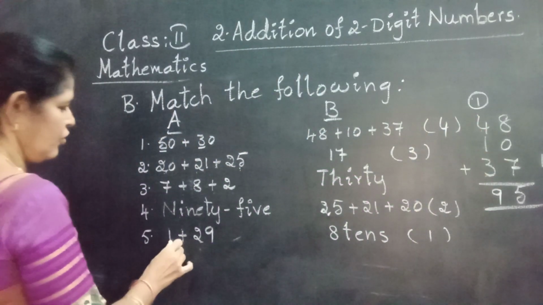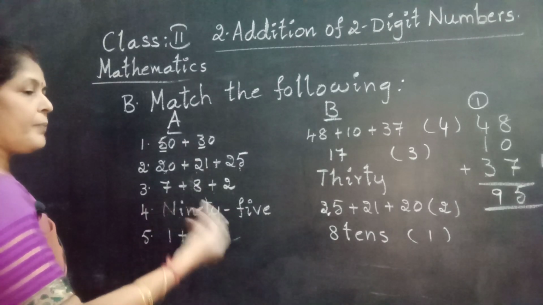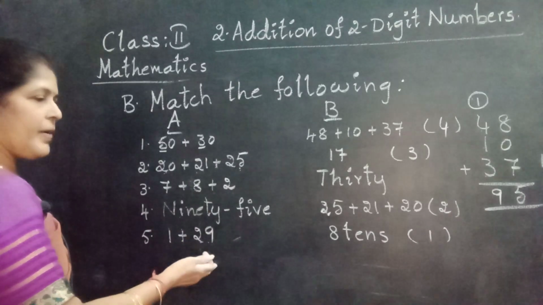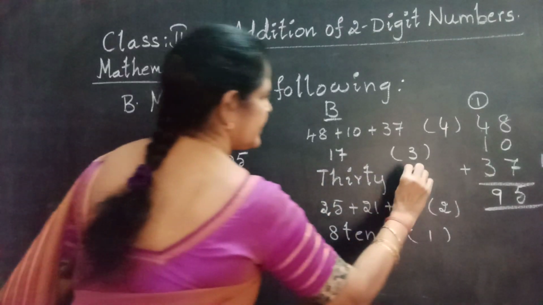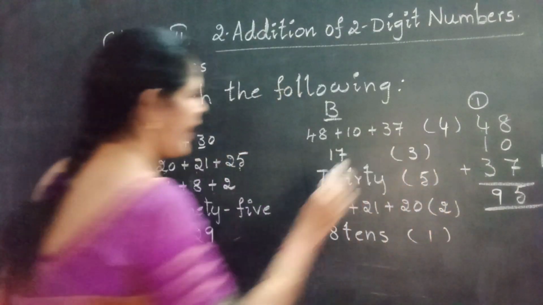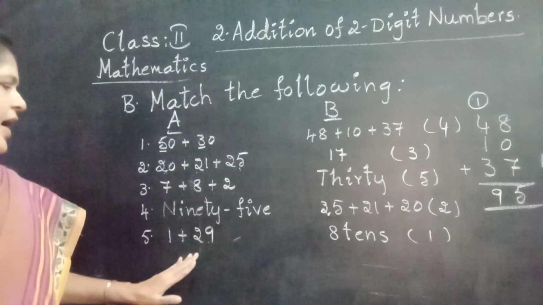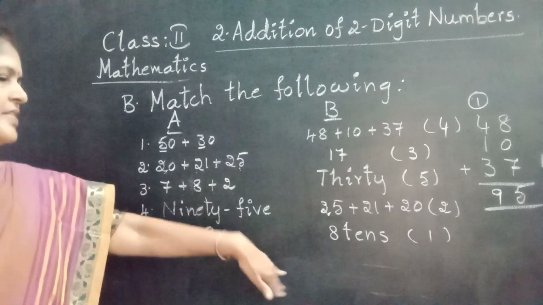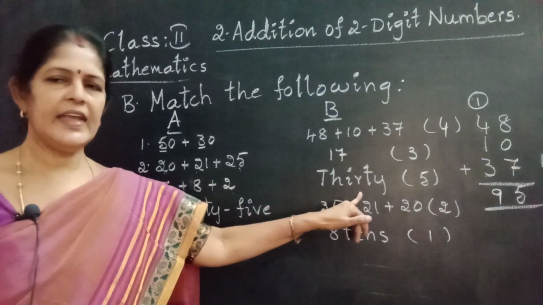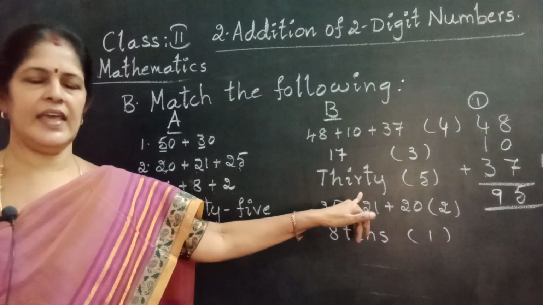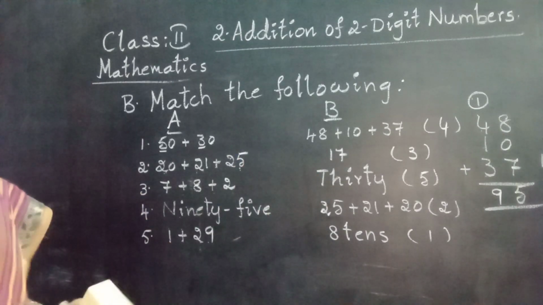Okay, next, 1 plus 29. 1 plus a number means what comes after 29? 30. This is going to 5. Number plus 1 or 1 plus number means the next number of the given number. Here the given number is 29. After 29 comes 30. This is going to matching.